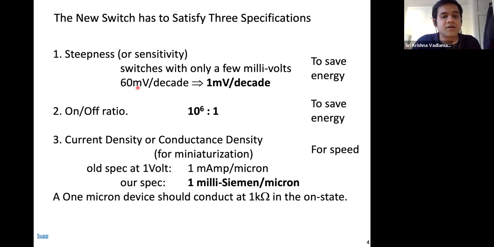The first one was we do not want 60 millivolts per decade anymore. We want to pull it down to possibly maybe 1 millivolt per decade. So that was the high ambition that we started out with. And we still want to maintain the very good on-off ratio that MOSFETs have, which is 1,000,000 to 1, a million units of current in the on state to 1 unit of current in the off state. And we still want to have very high conductance, because when you switch on and off, you have to charge up all the wires, and you have to do it very fast. So if you have a high conductance, you have high current, and you can charge up all the wires. So we want these three requirements to be met by the new switch, whatever it is.